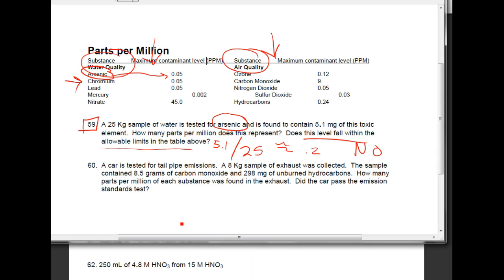Okay, in 60, it's the same thing. This time you have 8 on the bottom of 2 of them. There's one, you have to go to milligrams. There's the other, you have to go to grams. So work on that problem now, please.